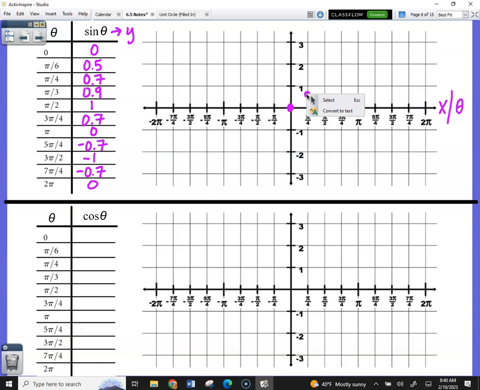Pi over 3 is not on the x-axis. Pi over 2 is, and it's 1. 3 pi over 4 is 0.7. Pi is 0. 5 pi over 4 is negative 0.7. You have to be careful here because this gap where the numbers are is the 0.7. It's not below it. 3 pi over 2 is negative 1. 7 pi over 4 is on here. And then 2 pi is 0.